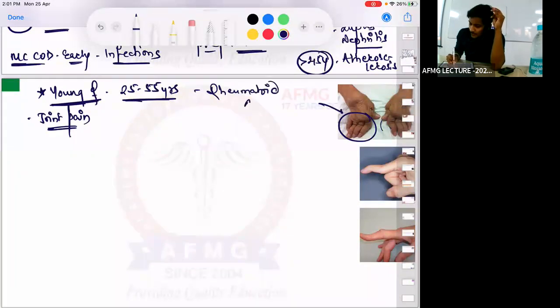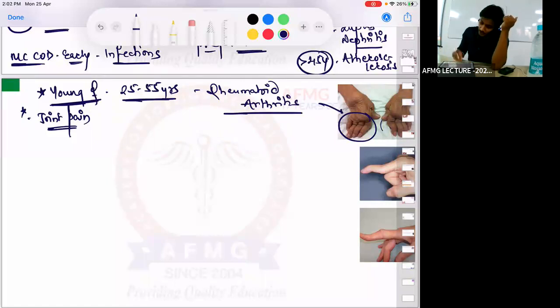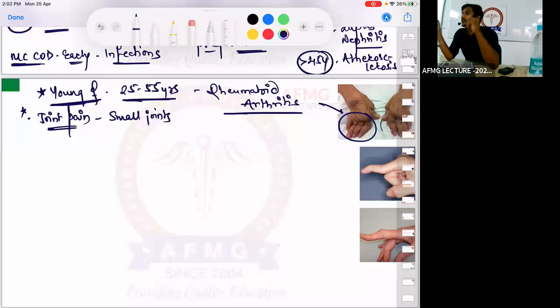rheumatoid arthritis. Rheumatoid arthritis is common in which sex? In which age group? Most common complaint would be joint pain. Now would this joint pain involve large joints or smaller joints? It will involve mainly small joints. Would it be symmetrical or asymmetrical? It would be bilaterally symmetrical.